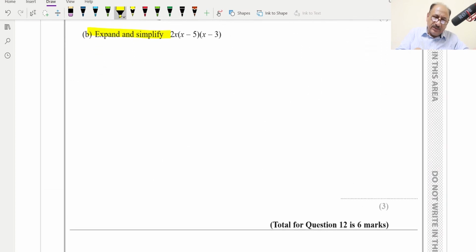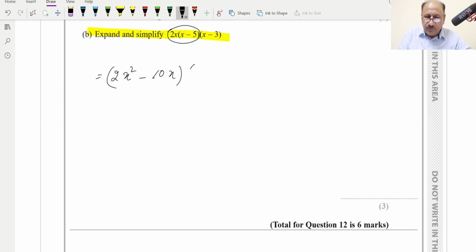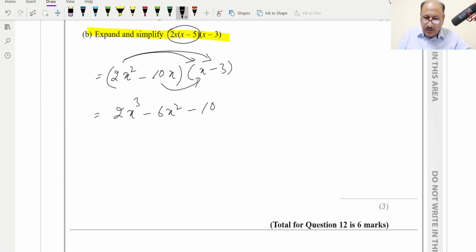B part, expand and simplify. This we have to expand and simplify. So first we will multiply these two. So it will be 2x into x will be 2x squared, minus 2x into 5 will be minus 10x, and we'll put in brackets, and x minus 3. Now we can multiply this with x, so it will be 2x cubed, and then 2x with minus 3 will result in minus 6x squared. Then this into this will be minus 10x squared, and this will be multiplied by minus 3, so plus 30x.